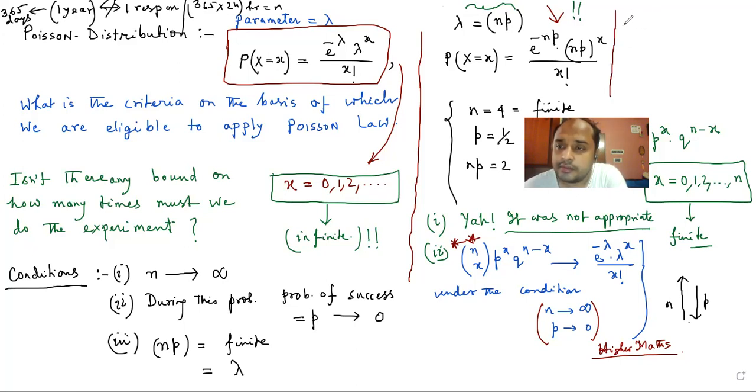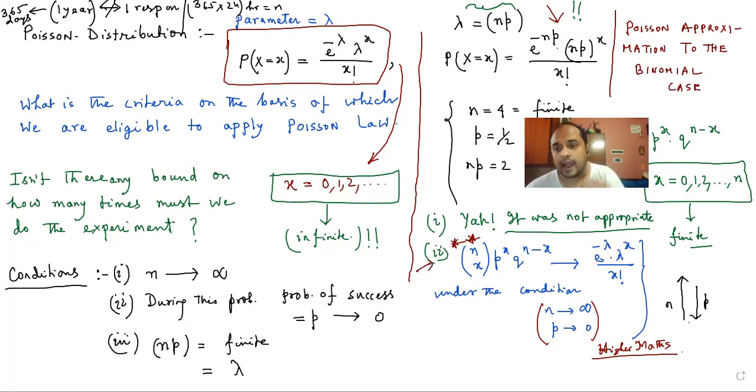So what we did over here is actually called Poisson approximation to the binomial case. This is what I did. Poisson approximation to the binomial case, keeping in mind this particular point. I was somehow able to apply this Poisson law, but in practical sense, I did it wrong. We need to keep this in mind. Practically, we are wrong. We are not eligible.